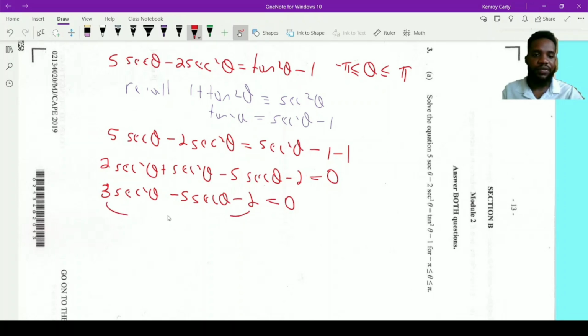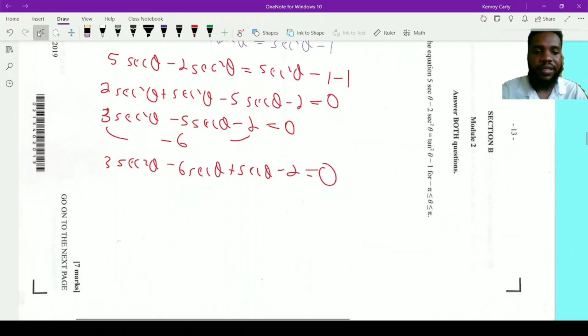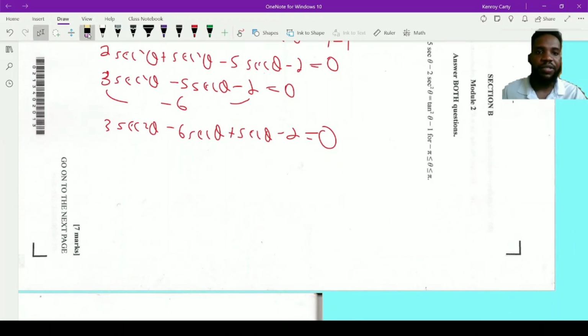3 times negative 2 is negative 6. Now, what two numbers do I multiply to give me negative 6? When I add them, I get negative 5. I could use negative 6 and positive 1. So I'm going to have 3 sec squared theta minus 6 sec theta, bearing in mind that sec theta is a variable like x, plus sec theta minus 2 equal to 0. Alright, good so far. Please take it in. Let me just scroll down a bit so I can have some more space.